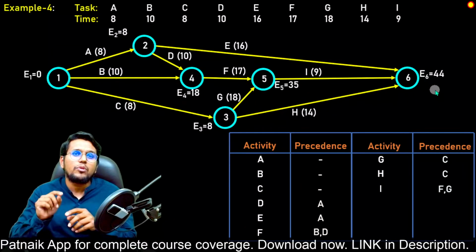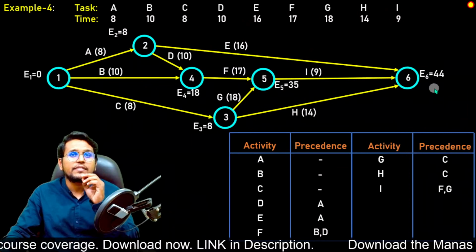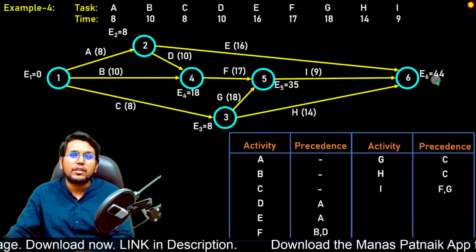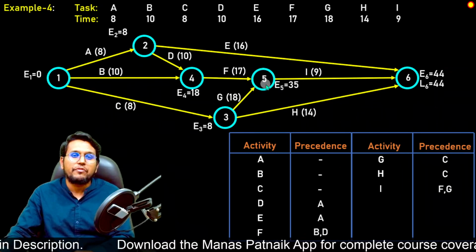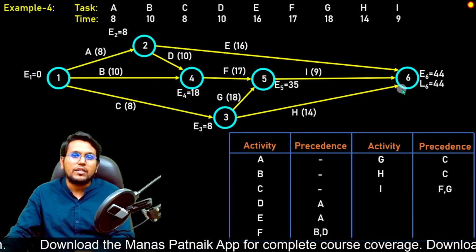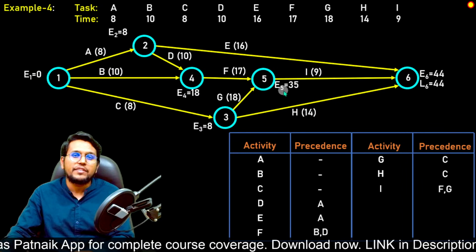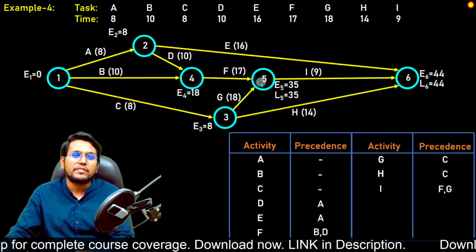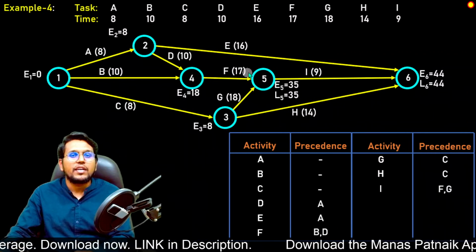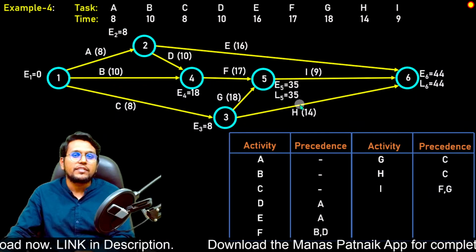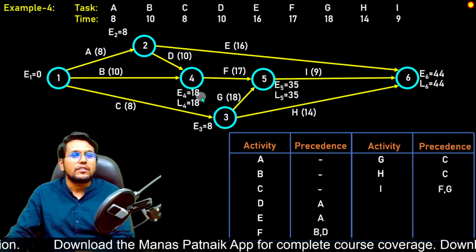Now let us go to the backward pass, and we will start from the final node, and L6, that is the latest time here, will automatically become 44. Let's come back to the previous event, which is event number 5. So just one outgoing arrow, so subtract 9. 44 minus 9 is 35. So L5 will be 35. Let us come to 4. Again, only one outgoing arrow, which is activity of 17. So let us subtract 17 from 35. It will be 18. Okay, fine.